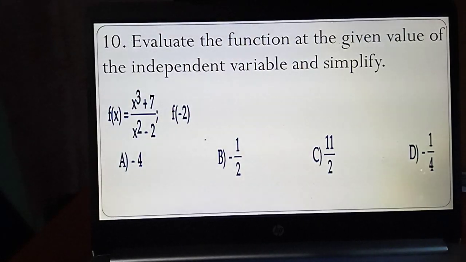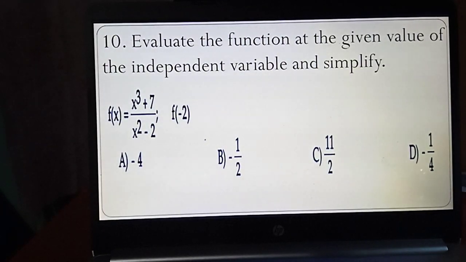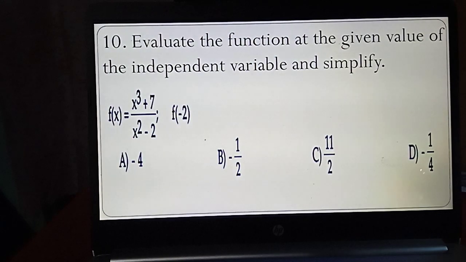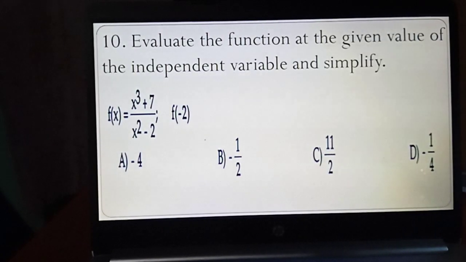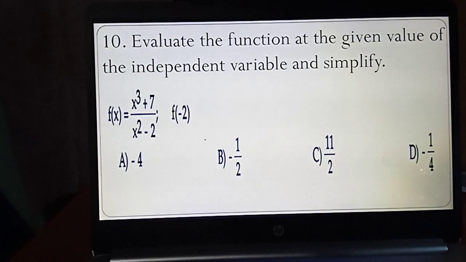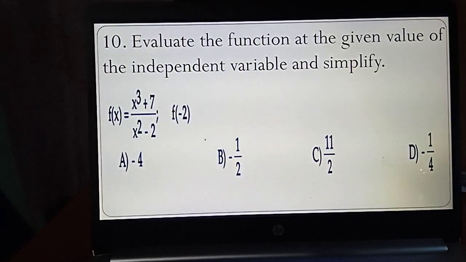Equals negative 2 cubed is negative 8, plus 7, over negative 2 squared, which is 4. Negative 2 times negative 2 is 4. Minus 2. And negative 8 plus 7 equals negative 1, and 4 minus 2 is 2. So the answer is negative 1/2. That is letter B. Okay, correct.